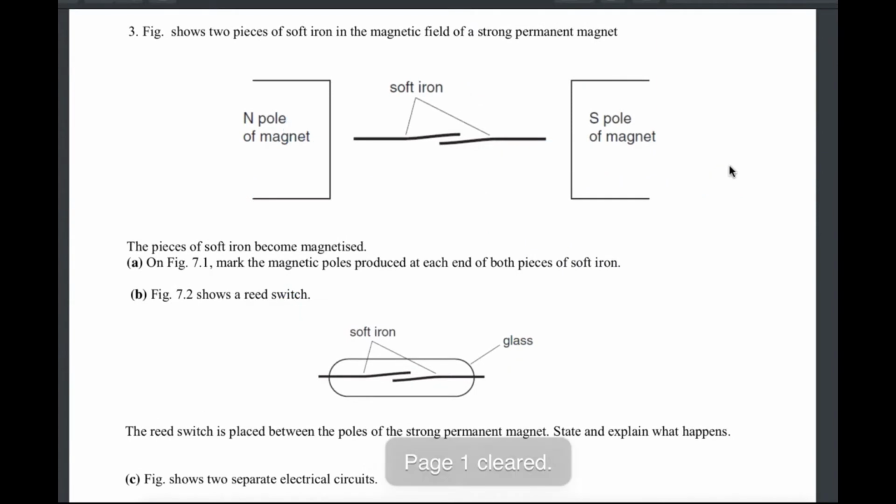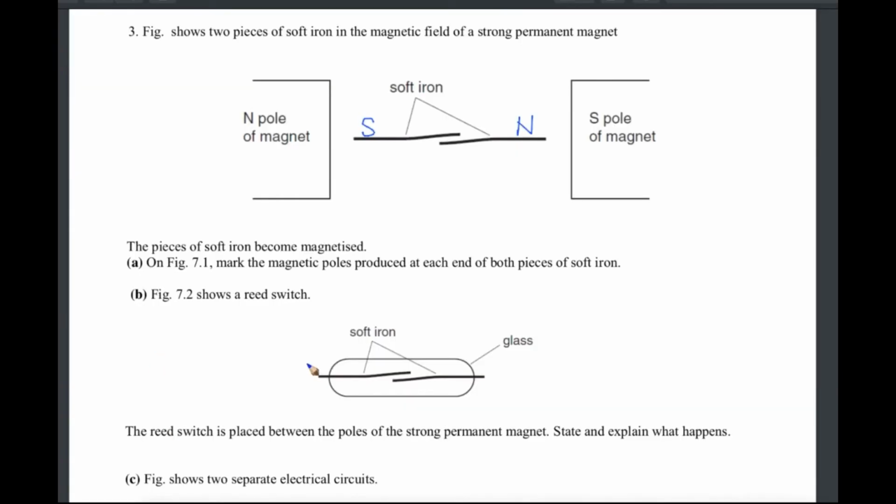Question 3. In part A, on figure 7.1, mark the magnetic poles at each end of both pieces of soft magnet. So this is north, students, so here south will get induced. This is south, so north will get induced.